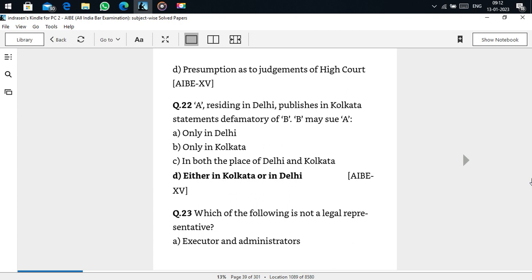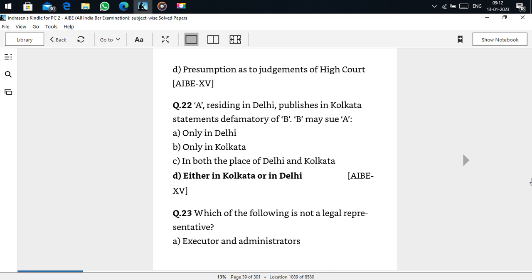A residing in Delhi publishes in Kolkata a statement defamatory of B. B may sue A. Here he can sue because he is the person who is affected. He can sue either where the cause of action developed, or where the defendant resides. So either Kolkata or Delhi he can use as the place to file a case.